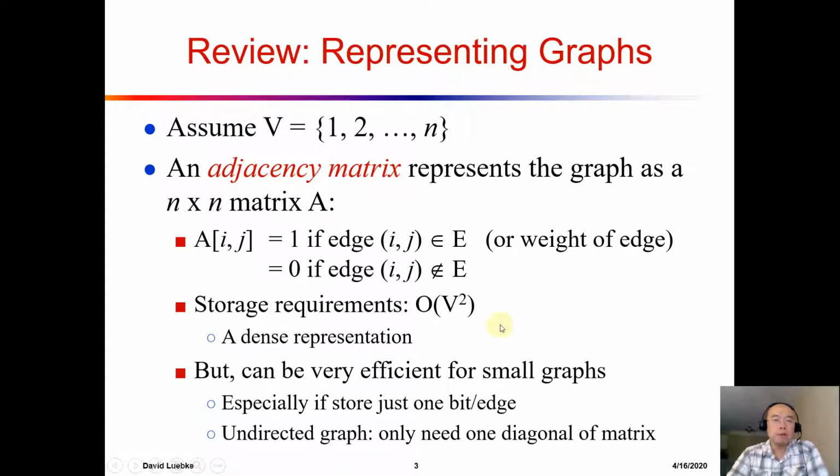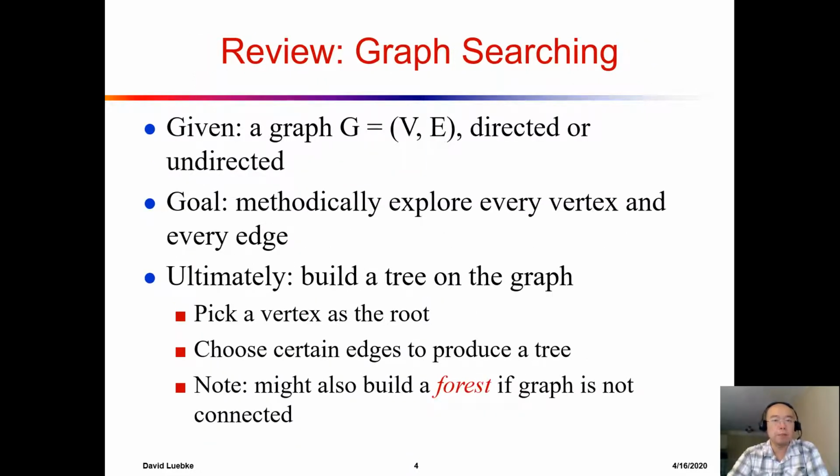The problem with the adjacency matrix is, if we have to store a graph with n nodes, we have to create n by n memory space. So it works well with a small graph, but if you have thousands or millions of vertices, it will take too much memory space. And then the next thing is graph searching.